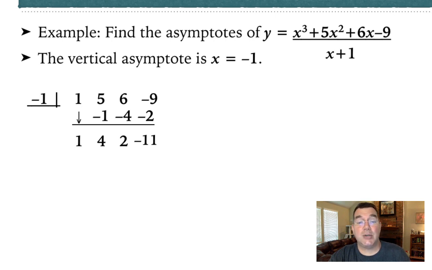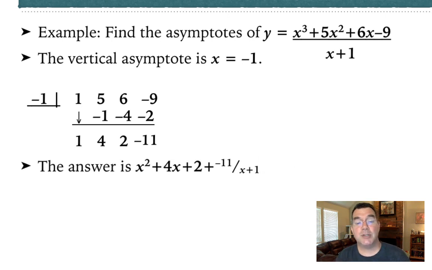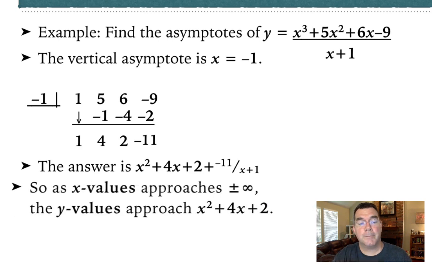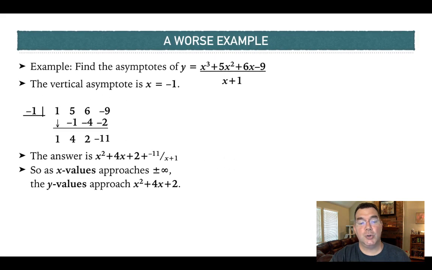It means that when I actually divide that fraction out, I get x squared plus 4x plus 2 plus negative 11 over x plus 1. All right, so as x approaches plus or minus infinity, that fraction at the end, that remainder, gets less and less significant. So the y values actually approach x squared plus 4x plus 2.